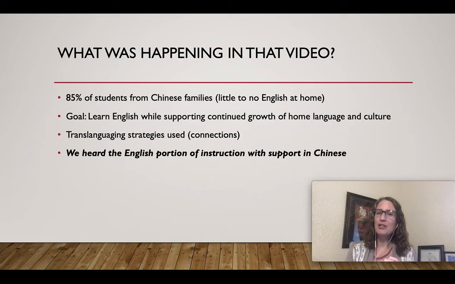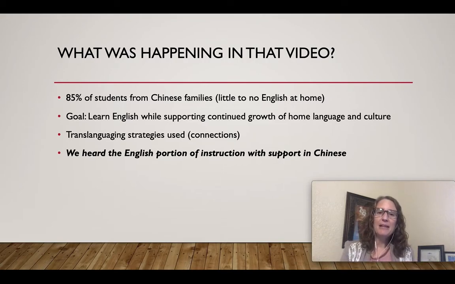I would tell you that I do not think that this was a DBE model, because in a developmental bilingual classroom, we typically see that about 90% of instruction is happening in their home language in the beginning years. So this was a pre-K classroom, and I would say that 90% of the instruction was not happening in Chinese in this classroom. And so that was kind of my hint that this was probably not a DBE model.